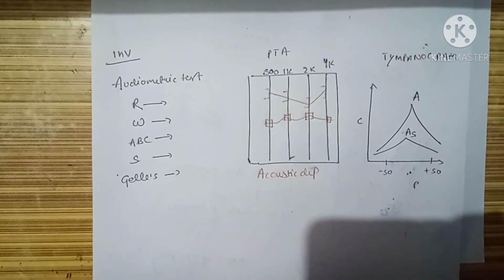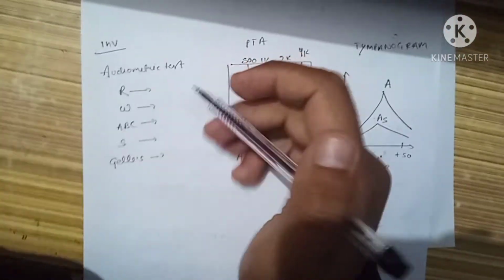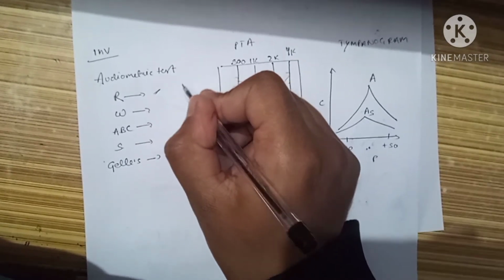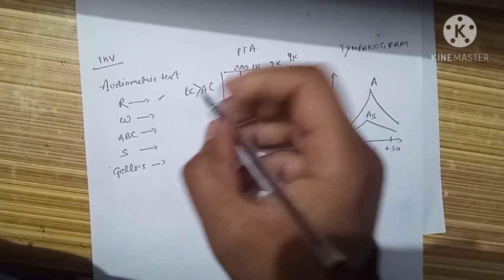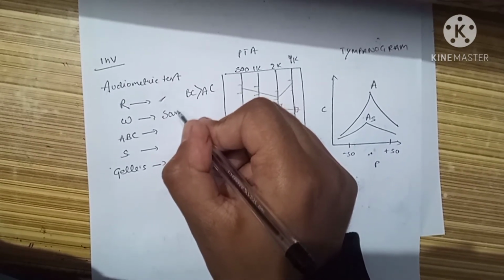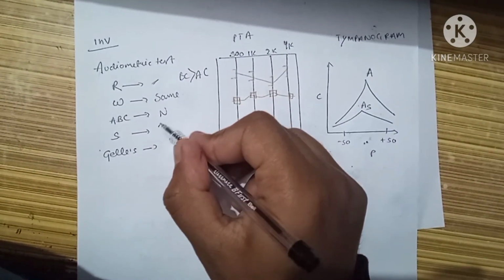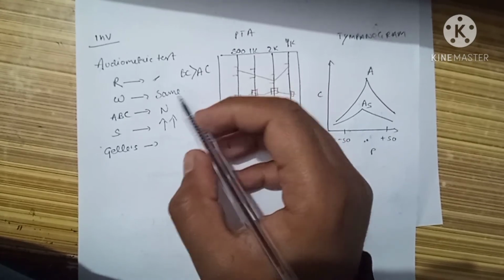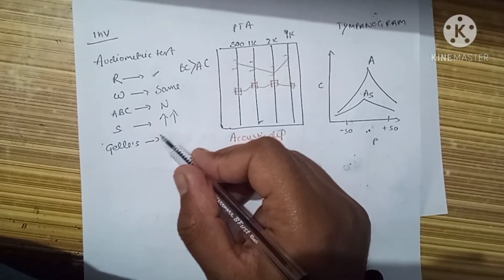Talking about the investigations that we do in the case of otosclerosis, while we do the audiometric tests, we get to know that Rinne's test is negative because bone conduction here will be better than air conduction because of masking. Weber's test will lateralize to the same affected ear. ABC will be normal. Schwabach will be lengthened, it will be increased because of conductive hearing loss. The patient will be hearing for a longer duration than the normal person.